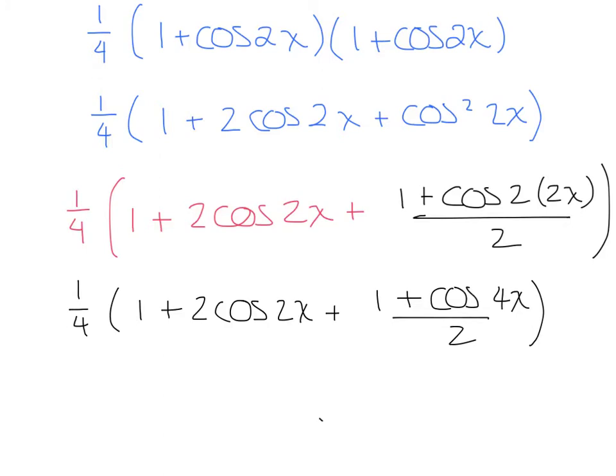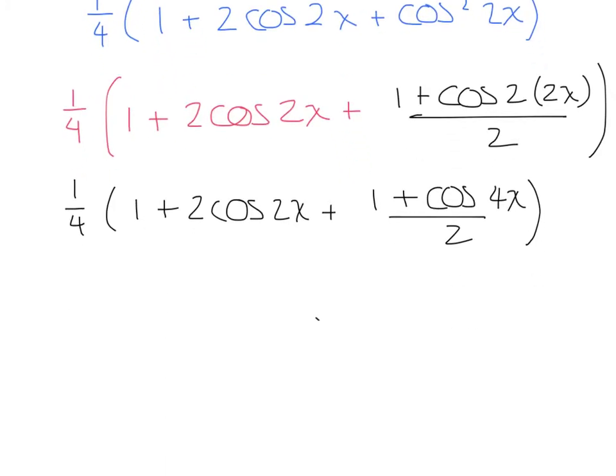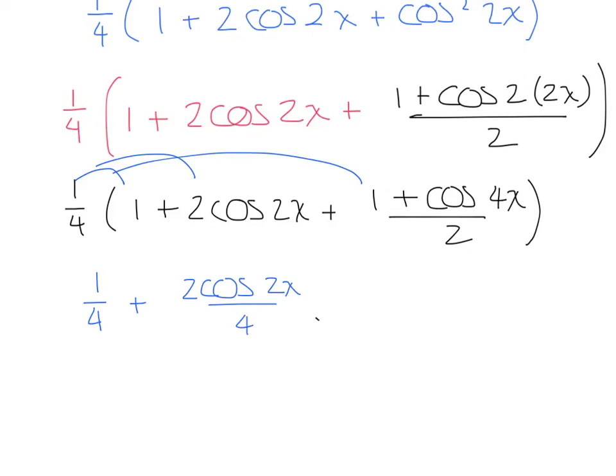So let me show you doing a distribution. So I'm distributing, and I'm also breaking up that fraction too. So what I'm saying is do this. So that's 1 over 2 plus cosine 4x over 2. 1 over 4 plus 2 cosine 2x over 4 plus 1 over 8 plus cosine 4x over 8.